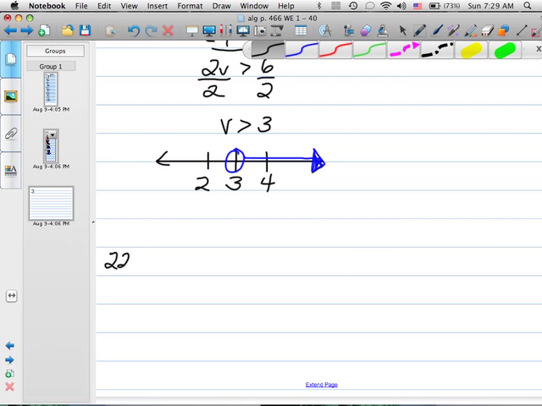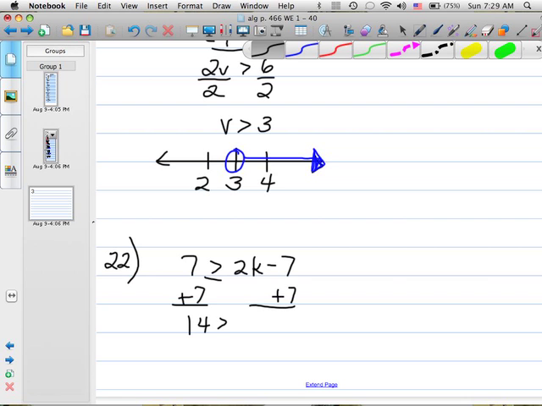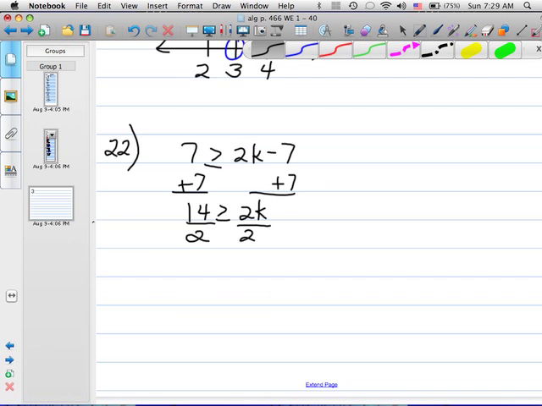Problem number 22. 7 is greater than or equal to 2k minus 7. Two-step problem, so we're going to undo the minus 7 first by adding 7. And we have 14 is greater than or equal to 2k. Then divide by 2 to solve for k. So we get 7 is greater than or equal to k. We need to turn it around so we can graph it correctly. So k is less than or equal to 7.